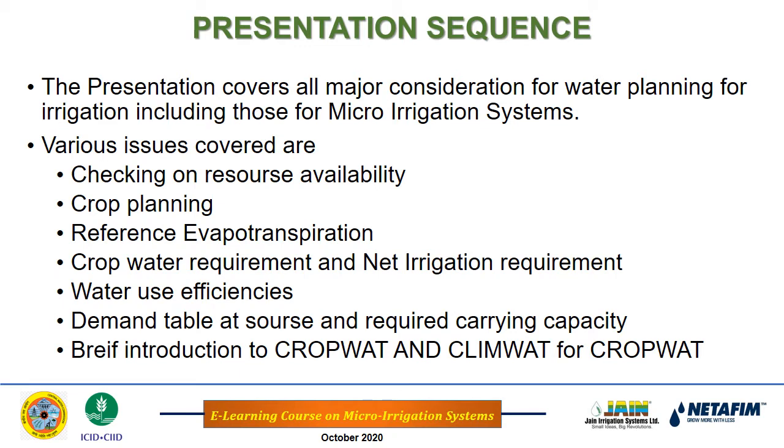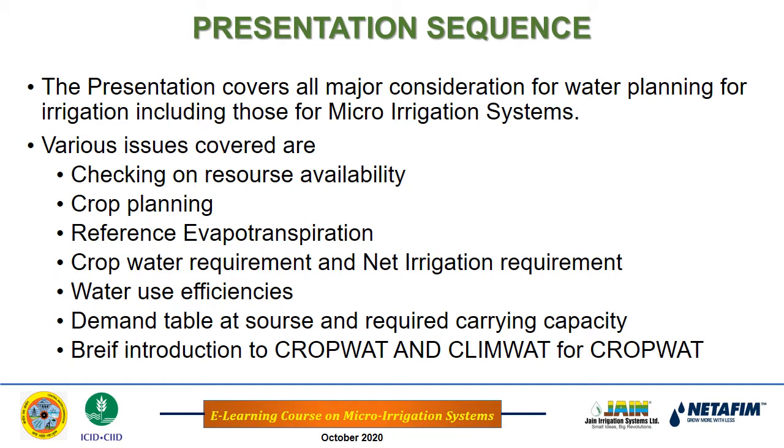Then demand table at source. Wherever we are sourcing water to be provided for irrigation, what is the demand at source for various requirements of various fields, various crops grown there, the sum total of that, on a discharge basis. Discharge means per unit consumption or requirement basis, so that will be our demand at source. And what would be the required carrying capacity of the system, whether it is a canal system or a pipe distribution system, which we would need to provide at the source.